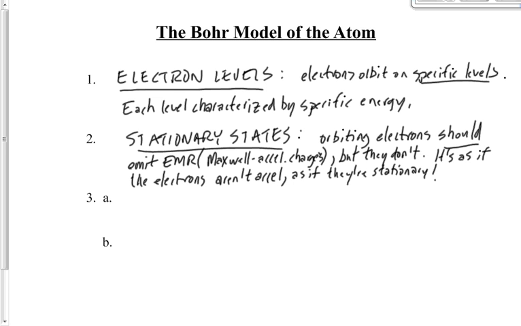Keys lost energy. What happened to them? They spiraled into my fist, right? They spiraled into the nucleus. That's what would happen to the electrons if they gave off energy as they orbit around the nucleus. They would spiral into the nucleus.